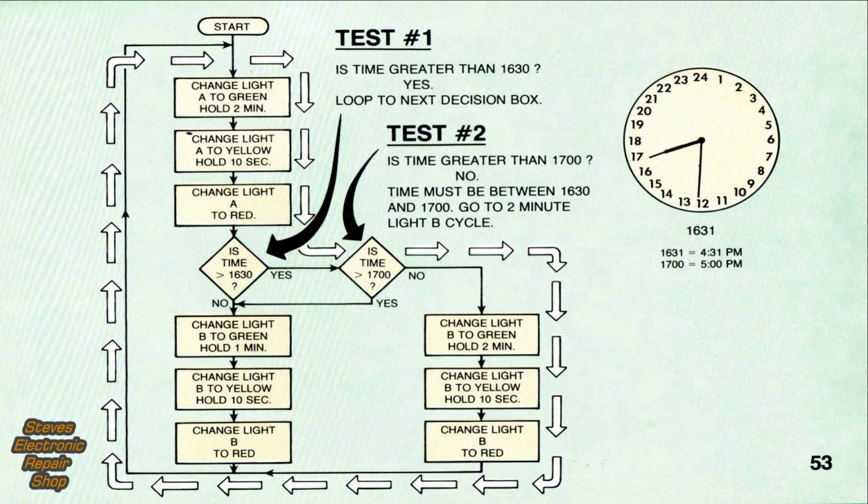The next run-through is assuming that the time is 4:31, or 16:31 on our 24-hour clock. Arrows indicate the direction of program flow.